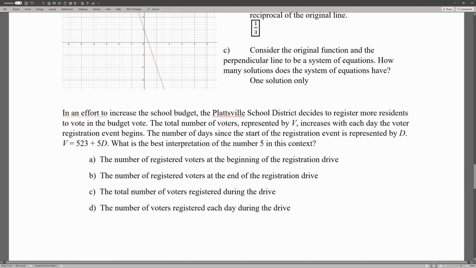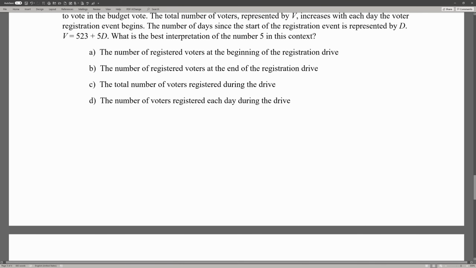So as we can see, 5 is the coefficient of the variable D. And let's see what the variable D represents. D represents the number of days since the start of the registration event. So D represents days. So as the number of days go up by 1, the number of voters registered go up by 5. So in this case, what we could say is that 5 represents the number of voters that are registered each day during the drive, which is D.